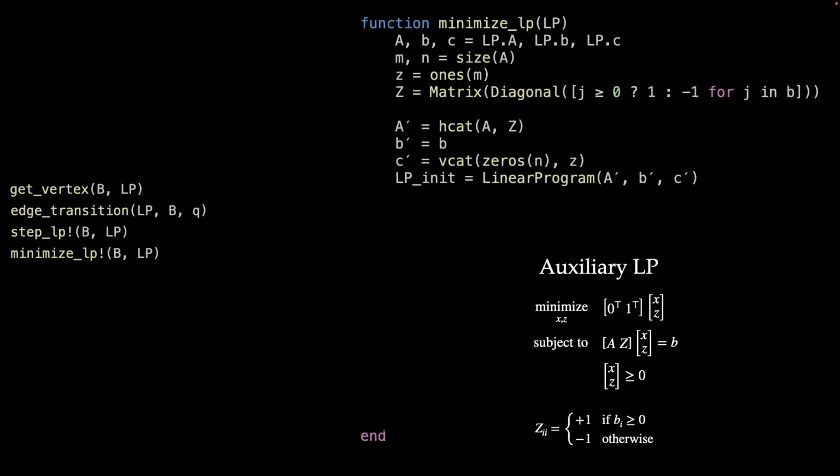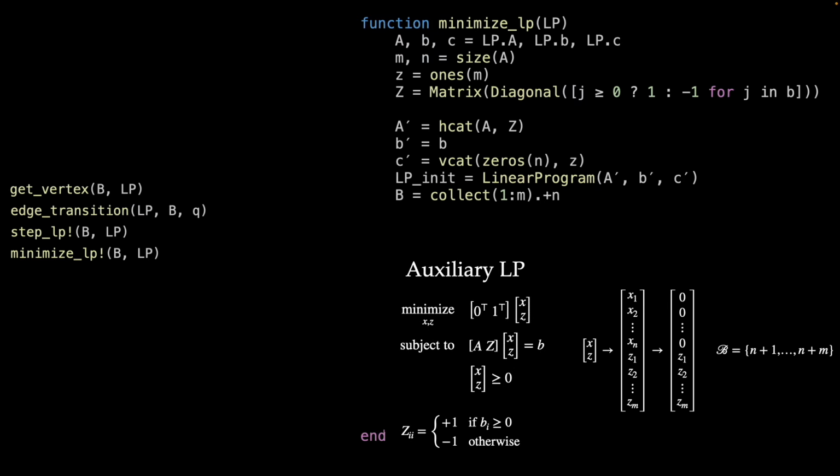Now we can set up our initial linear program, so the auxiliary linear program here, where we've just combined A and Z, right? Because that forms our A prime matrix, is what we're calling it. So it's just A and Z combined here. B is just what it was before, so B prime is just B. And then C prime is just combining n zeros with our Z, just ones here, okay? And that becomes our C prime. So we then create that linear program structure here.